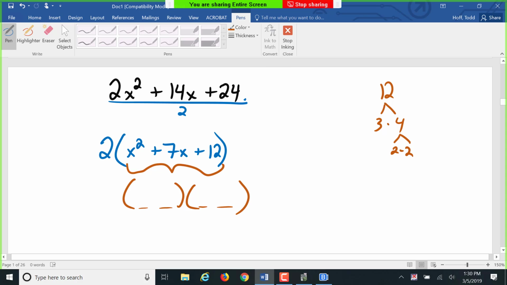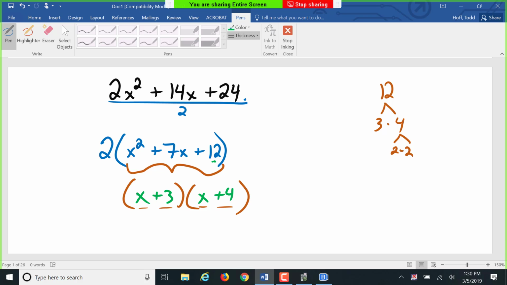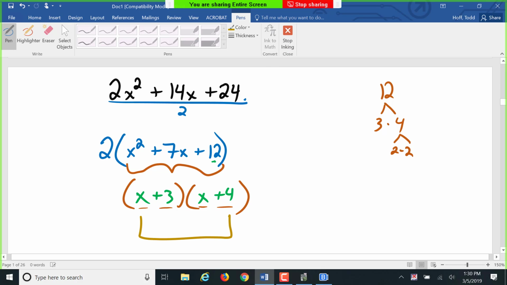Those first terms, since that's just x squared, of course, will be x and x. What are the last terms going to be? Plus 3 and plus 4. They have to multiply to make 12. Let's double check to make sure that gives us the 7. On the outside, x times 4 is 4x. On the inside, 3 times x is 3x. That does add up to 7x. That's what we needed there.